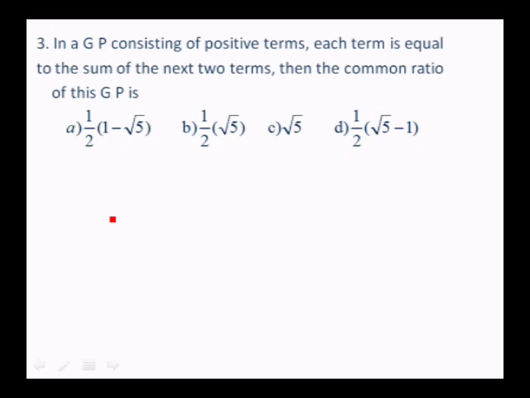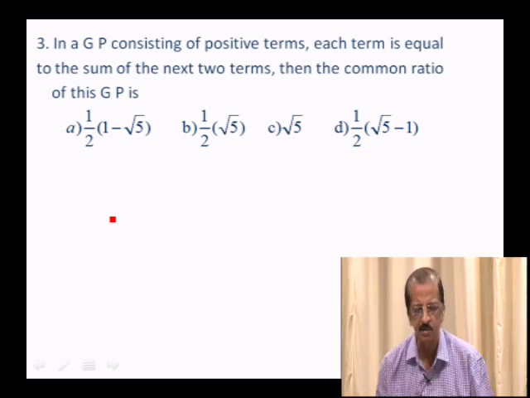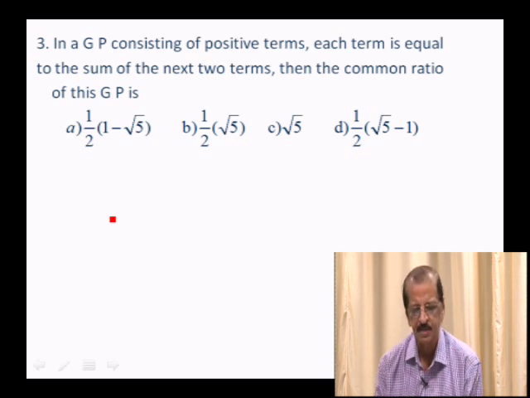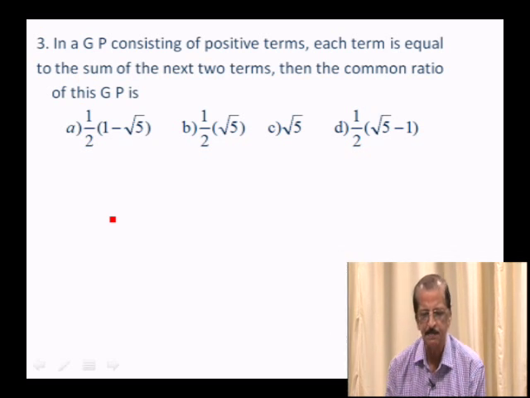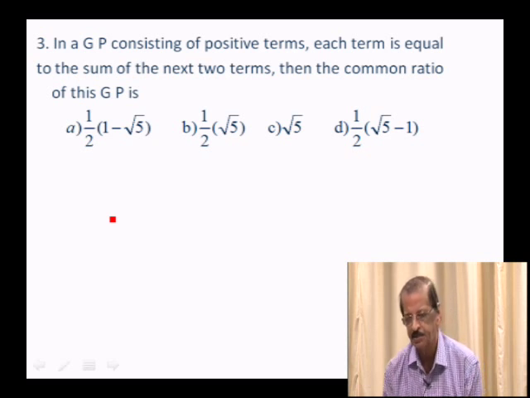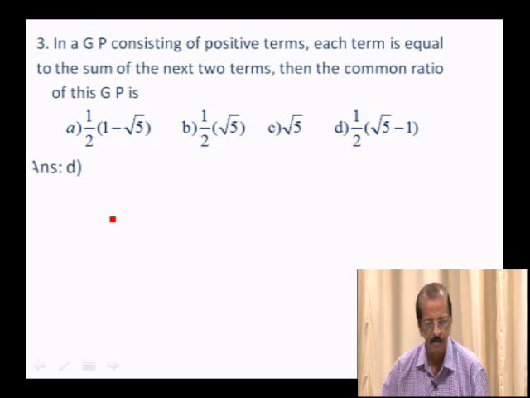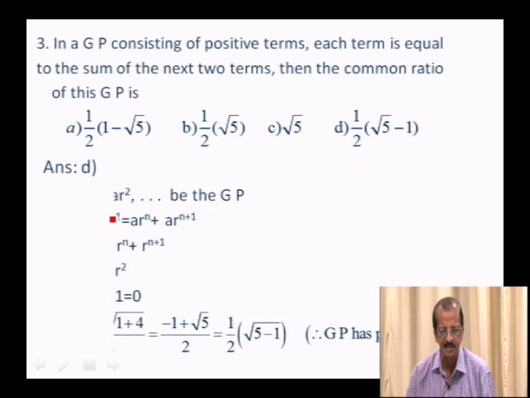In a GP consisting of positive terms, each term is equal to the sum of the next 2 terms. Then the common ratio of this GP is, given 4 options here. So, in order to find the common ratio of this GP, let us take the nth term and equate it to the sum of the next 2 terms. See, here we obtain the option as D later on.